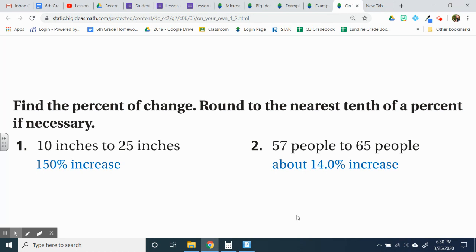All right, let's check. For number 1, did you get increase and that it was 150%? Number 2, did you get, when you rounded it, about 14.0% or just 14%, and that one was an increase as well. Okay. What I'm going to have you guys do now using this new knowledge you have is to try a couple of these problems inside your Google form.